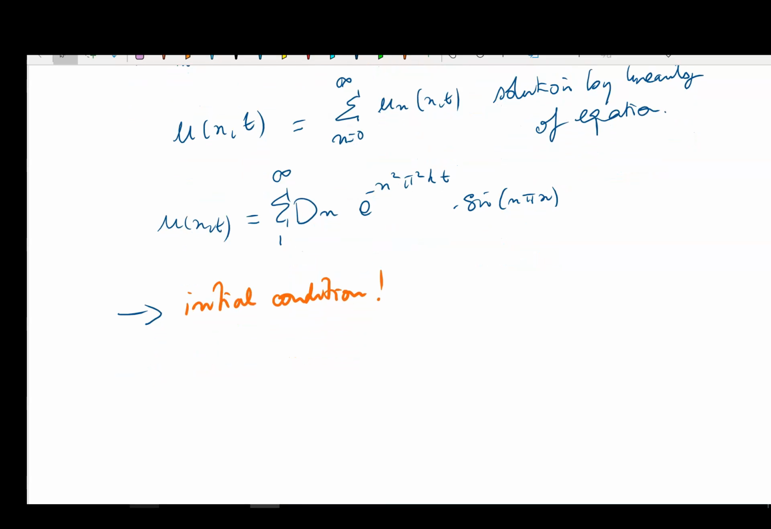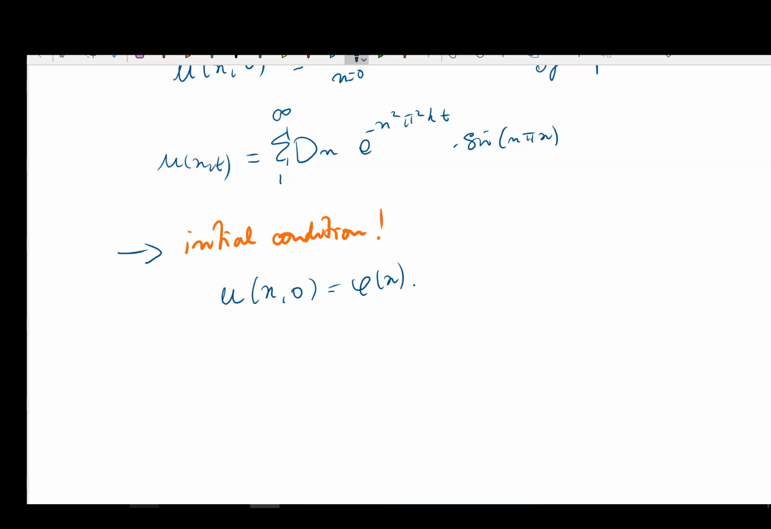So the initial condition tells me that u of x and t equal to 0 should be equal to phi of x. What does it imply if I have written my solution u as the previous formula? It means that I should have the sum from 1 to infinity of d_n e^(-n² π² kt) times sin(nπx) should be equal to phi of x. Does it ring a bell?